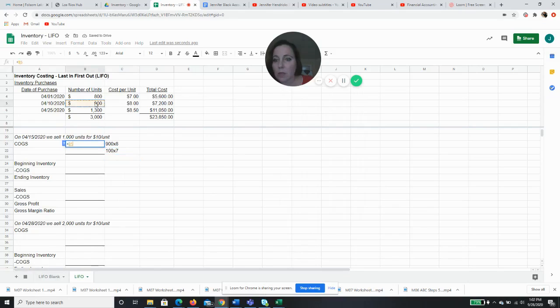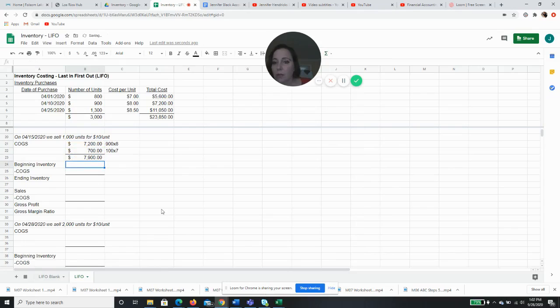So we're going to sell all 900 times 8, plus we're going to sell another 100 times 7. That's going to give us a cost of goods sold of $7,900. And our beginning inventory is these first two batches, 8,600 plus 7,200 is 15,800. Our beginning inventory minus our cost of goods sold of 7,900 gives us our ending inventory of 4,900.